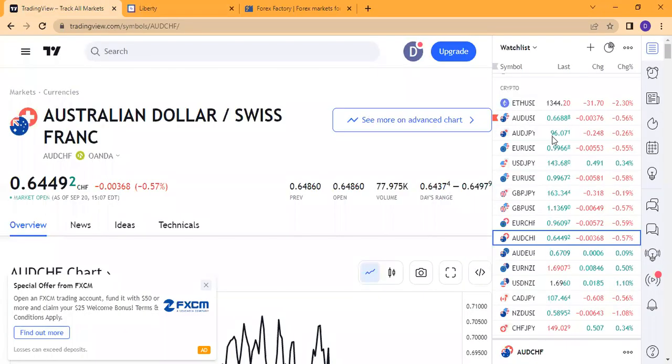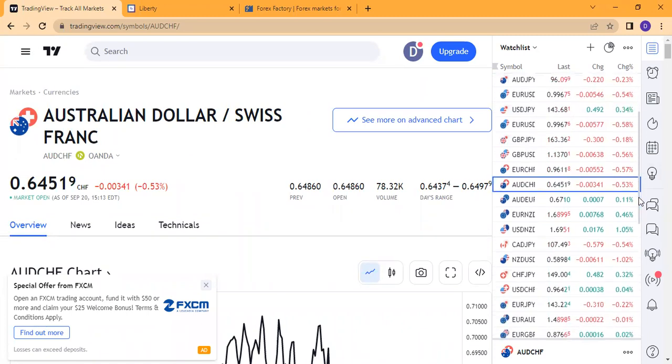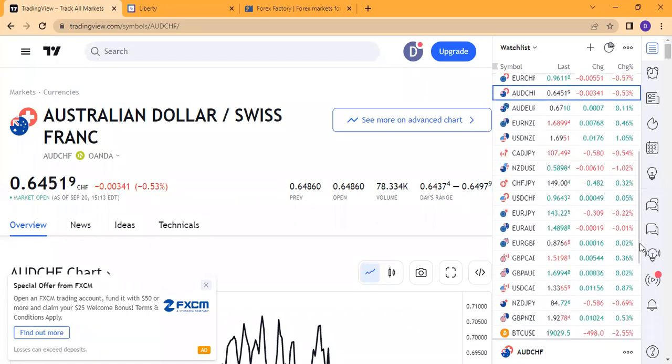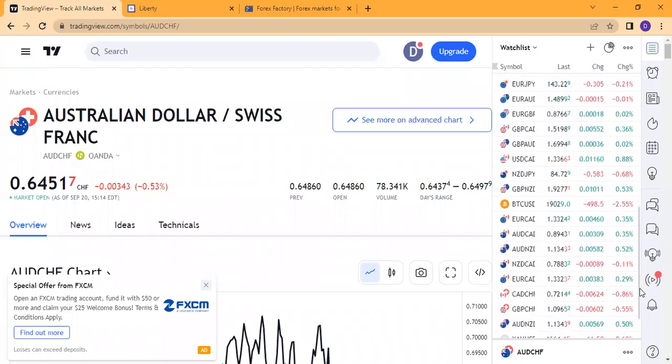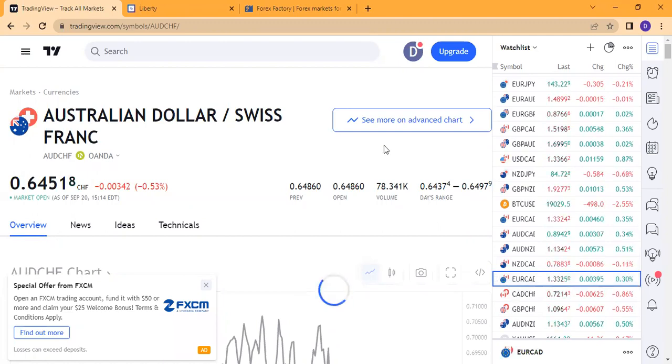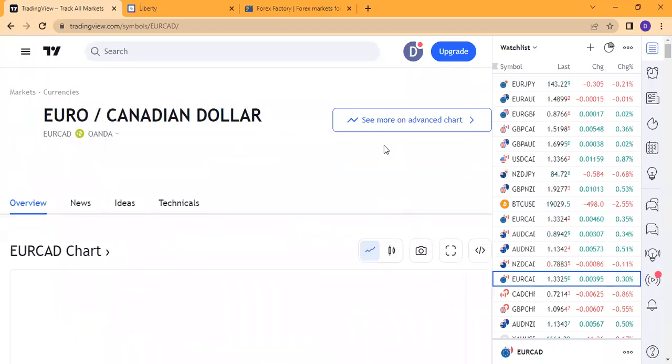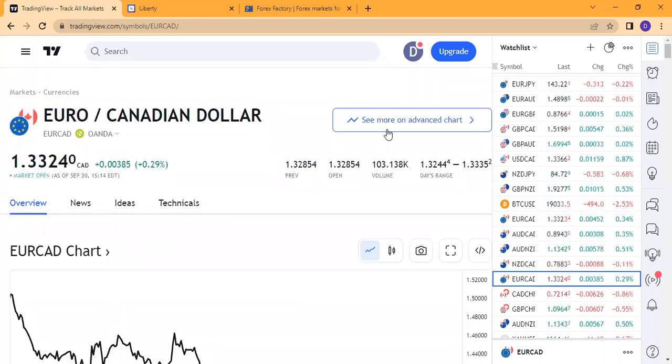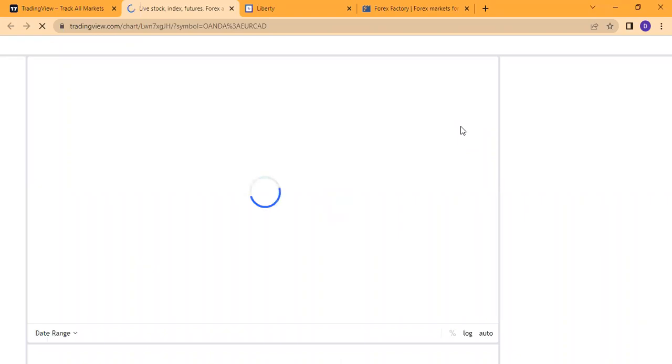So now this Euro card. Let me look for Euro card here. The card is opening.